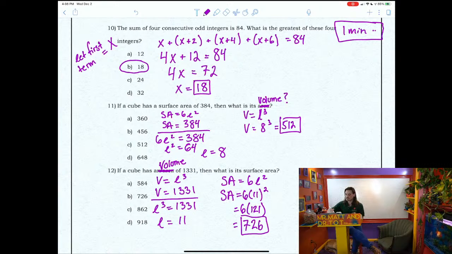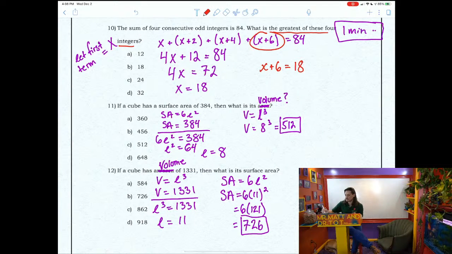But again, don't be tricked. Almost got tricked there. That's not what they're asking for, and they're being very tricky by offering that as an answer selection. So what is the greatest of these 4 integers? The greatest is going to be x plus 6. So x plus 6 is going to be 18 plus 6, which is 24, not 18. So the answer here is going to be C, 24.